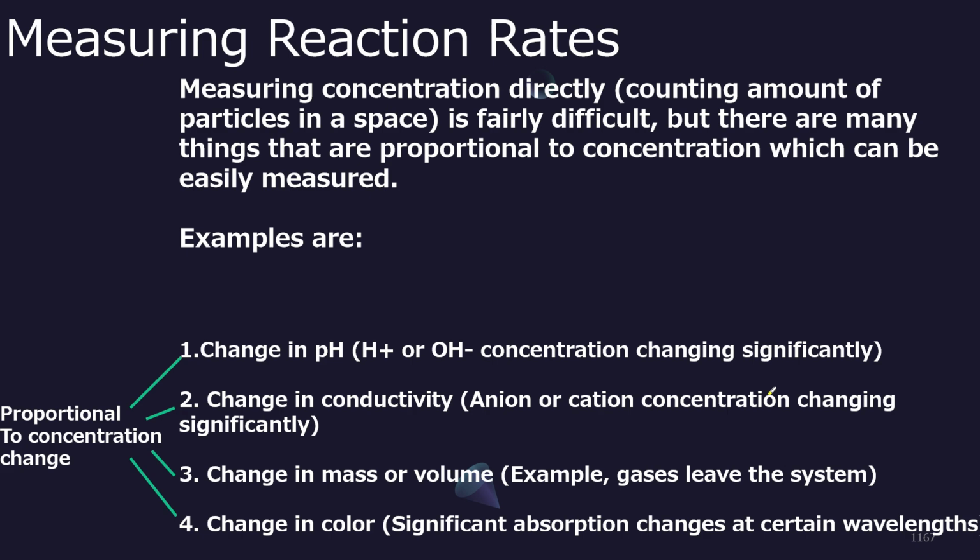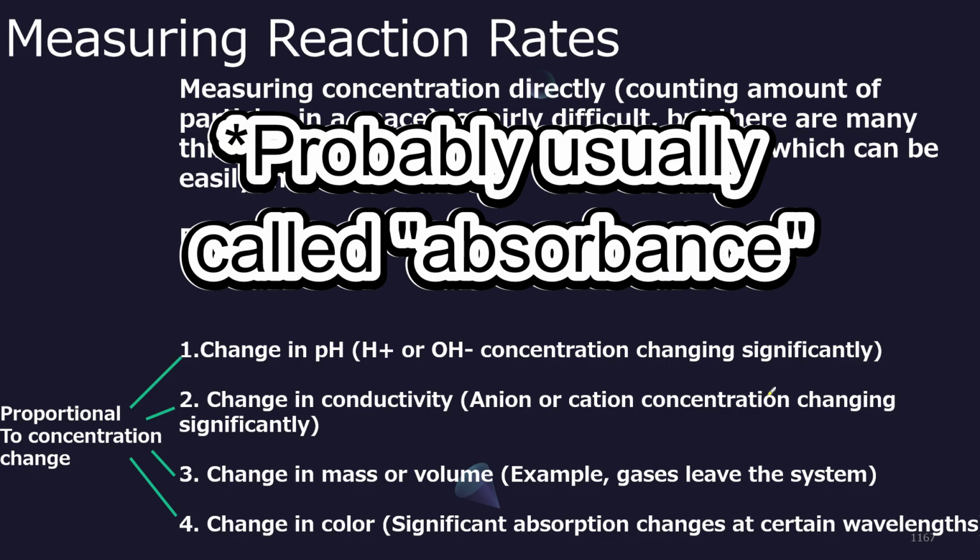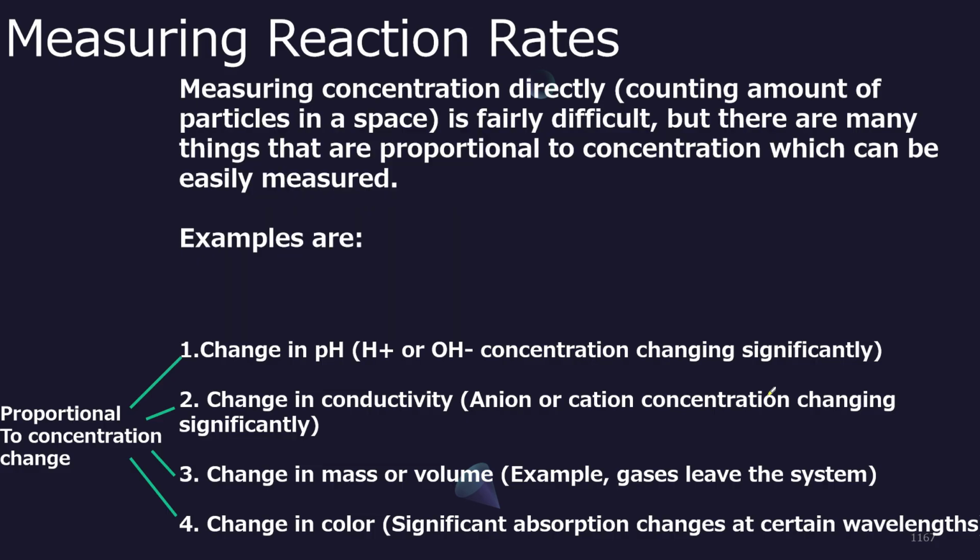And then change in color, significant absorption. If you have absorption at some wavelength, usually visible or ultraviolet. I think you can do almost any part of the electromagnetic spectrum, but the most common one is UV-vis, ultraviolet and visible light. Those will be proportional to concentration change as well.